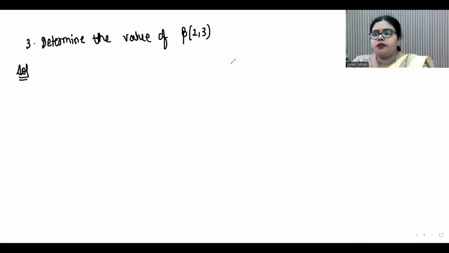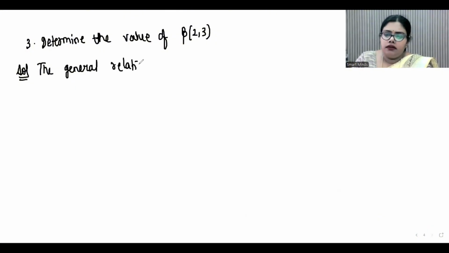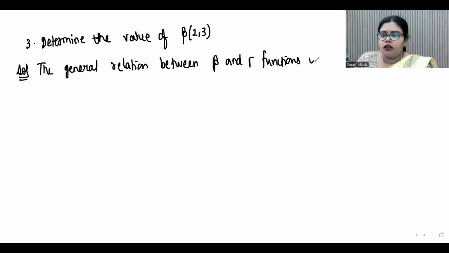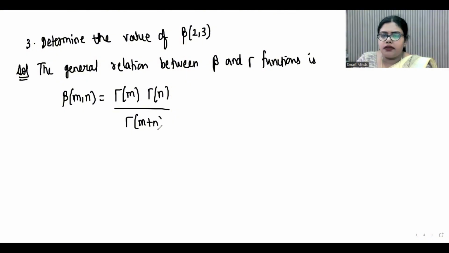Take the next question. Determine the value of beta 2 comma 3. So here also we proceed the same way. First we write the general relation between beta and gamma functions: beta m comma n equals gamma of m gamma of n by gamma of m plus n.